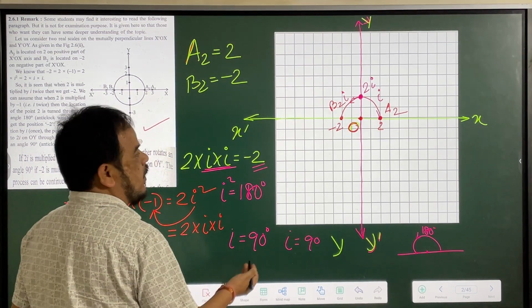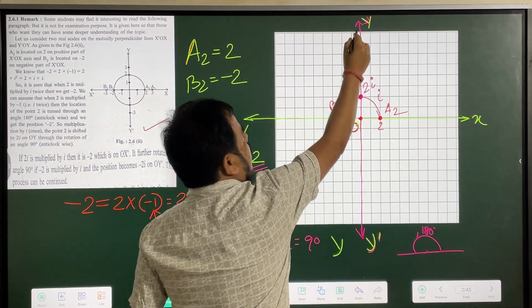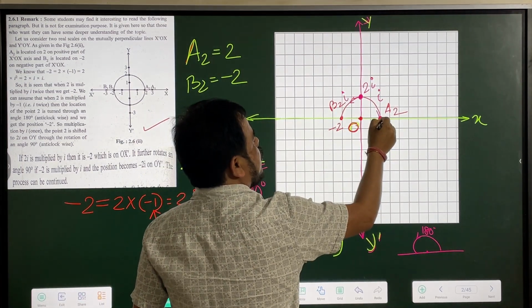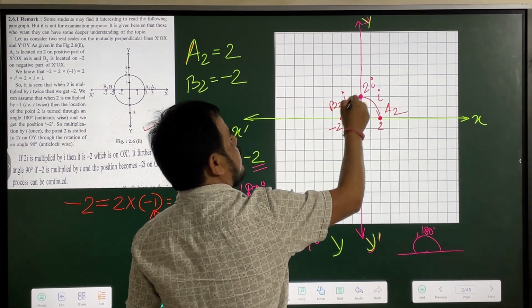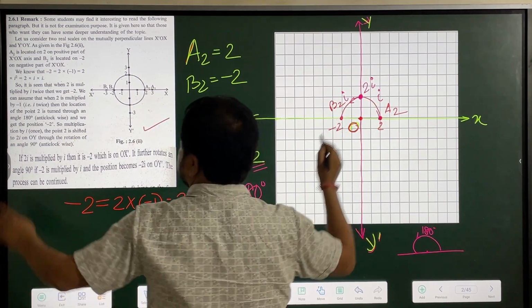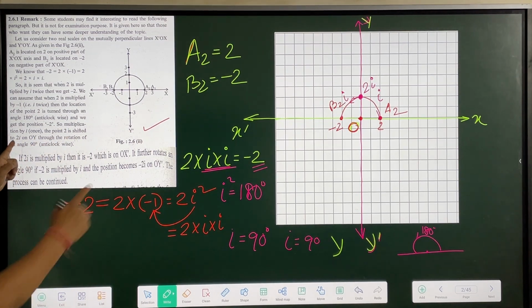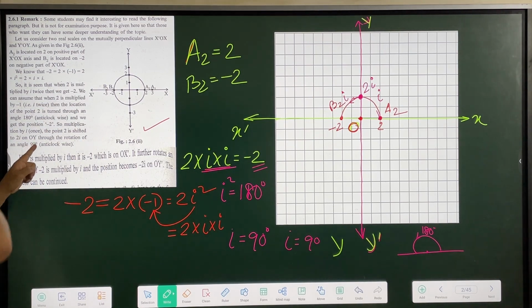That means i means 90 degrees. So from here to here it is 90 degrees perpendicular. So this is 2, this is 2i, this is -2. That is what is written: multiplication by i once, the point 2 is shifted to 2i on the OY axis through the rotation of angle 90 degrees. If 2i is multiplied by i, then it is -2, which is on OX dash.